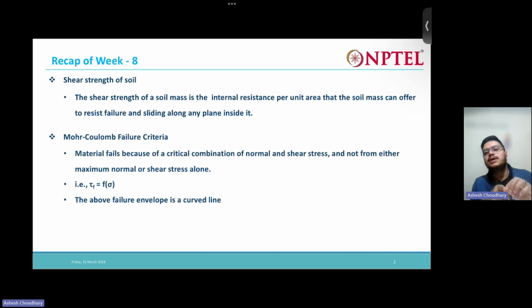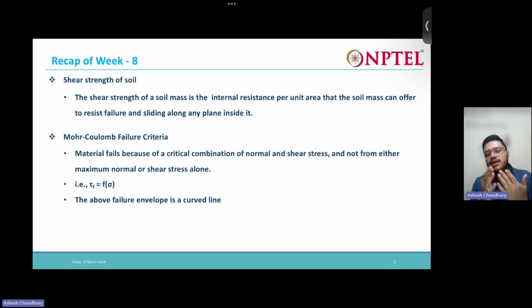That failure plane is nothing but a specific plane where the shear stress and the normal stress have a typical, particular combination. When they reach that combination on a plane, at that time the soil fails. So that is what we define in the next part. What is that plane? The Mohr-Coulomb.